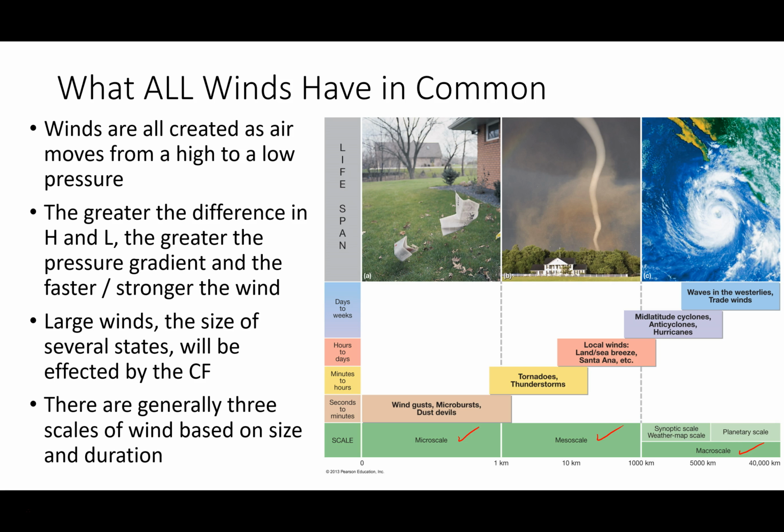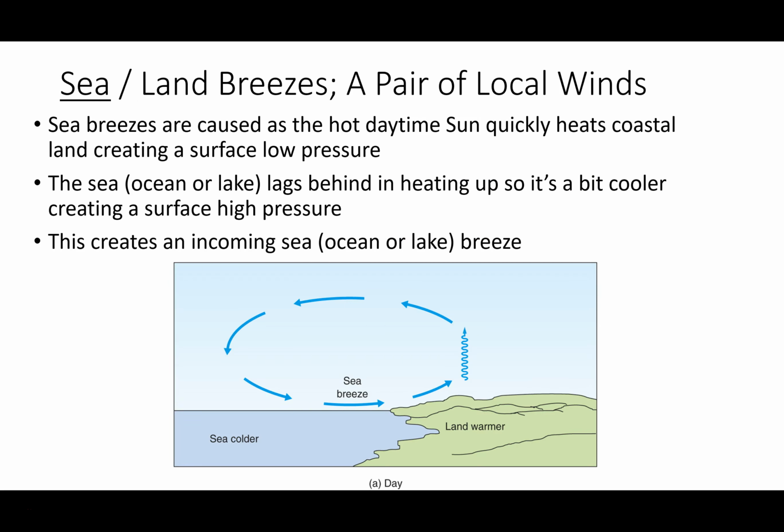And they differ by how big they are. You can kind of see how big they are along the x-axis here, and then how long they last. So know those, and I've got some examples here in this figure. Let's see. I'm going to pick this local or mesoscale wind to talk about.